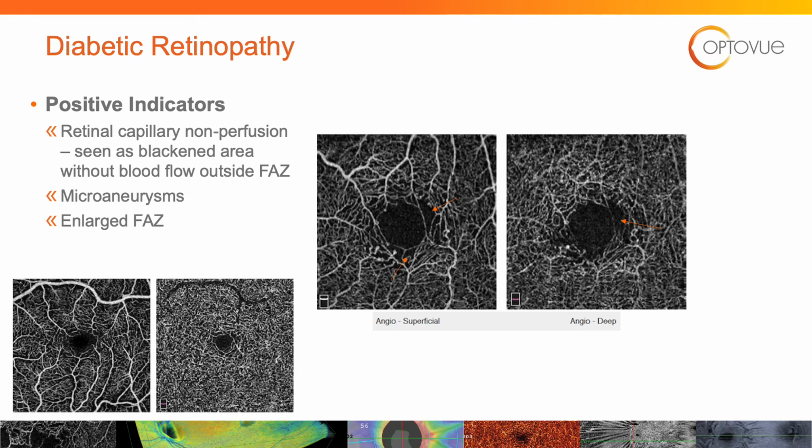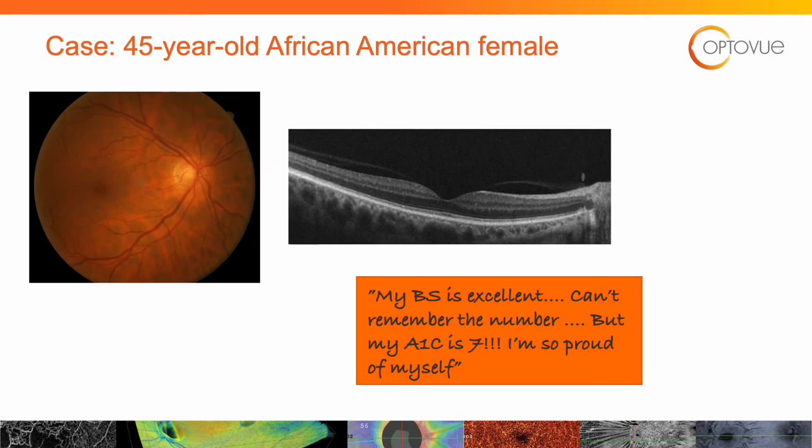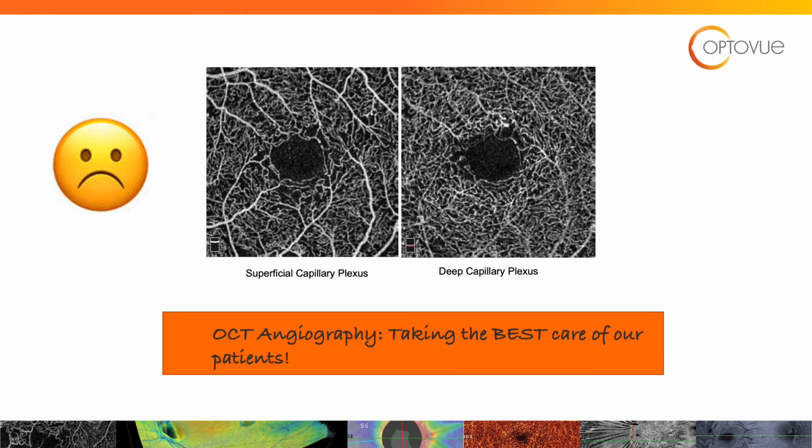You can see an increase in the size of the foveolavascular zone, you can see areas of non-perfusion, and you can see microaneurysm formation. Here's a patient that looked clinically healthy on fundus exam and on OCT imaging, and she had a decent control of her blood sugar and A1C. However, OCT angiography gave a different picture. You can see that there are a lot of areas of non-perfusion, microaneurysms, and enlargement of the foveolavascular zone. So using OCT angiography allowed us to really take much better care of the patient than just using fundus exam and OCT imaging alone.